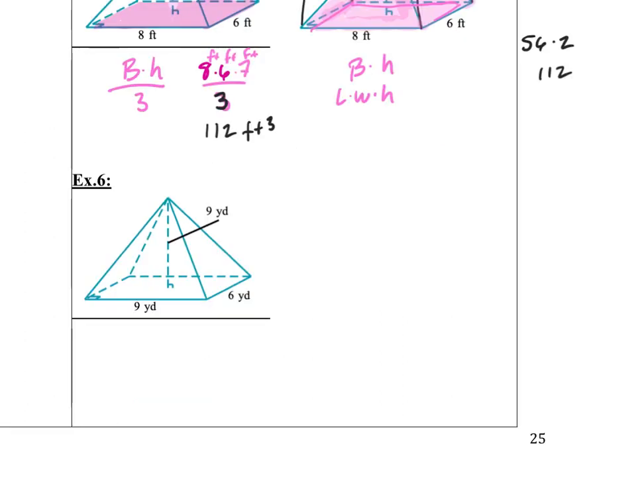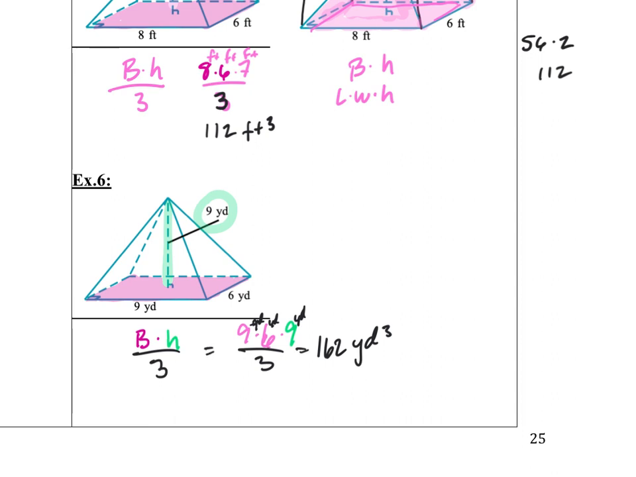Okay, so when you do this one, you're going to do the same thing. We're going to look at the base. So we have the base times the height, and then we're going to divide that by 3 because it's a third of the volume that it would be for the actual prism. So we just plug in our numbers now. We have yards cubed, and it's going to come out to 162 yards cubed.